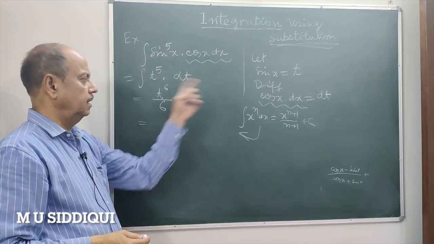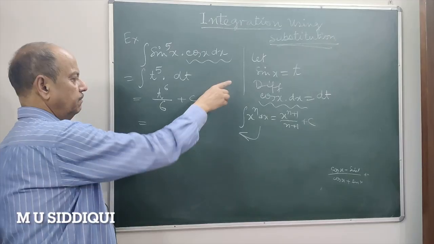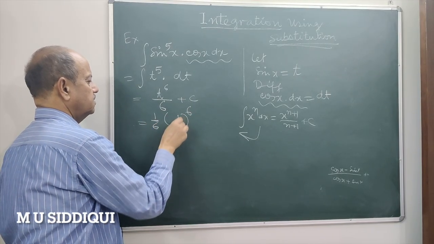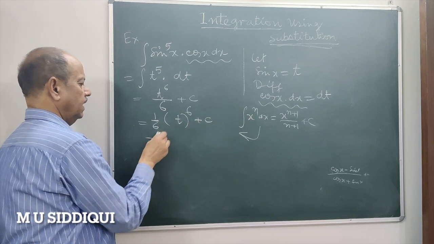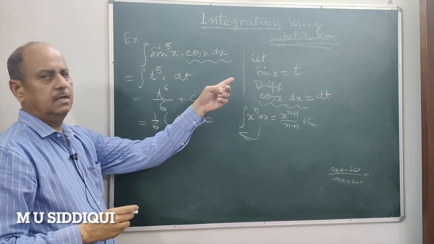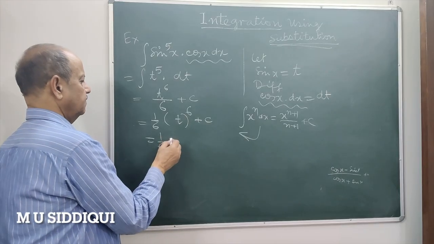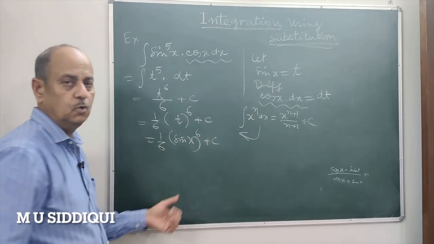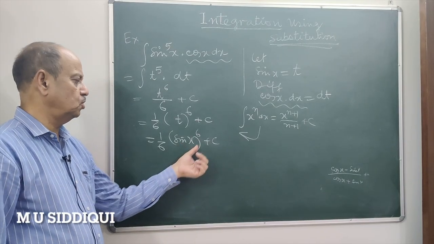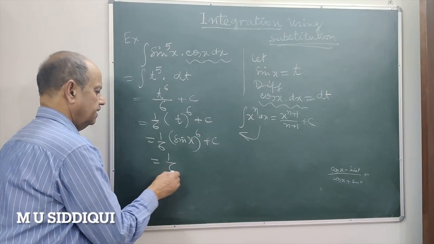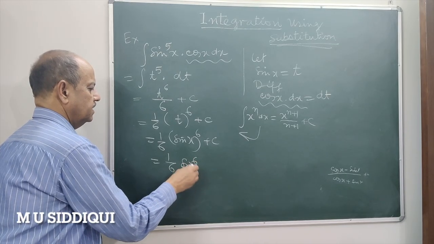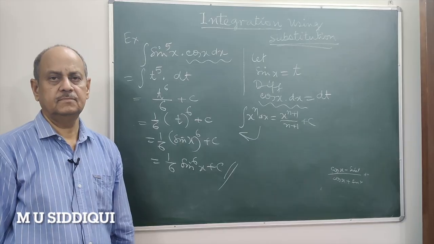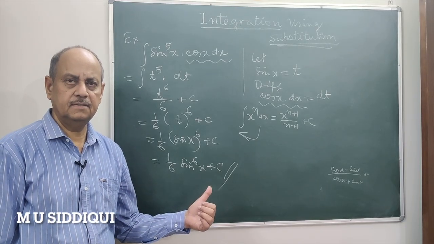You have to just resubstitute, come back to the original variable which was x. You can write 1 upon 6 and t to the power 6 plus c, while this is 1 upon 6 and t was sin x. So you can say sin x raised to power 6 plus c, and you know that instead of writing it as sin x to power 6, we prefer writing sin to power 6 x plus c, and this is your answer. Is that okay?